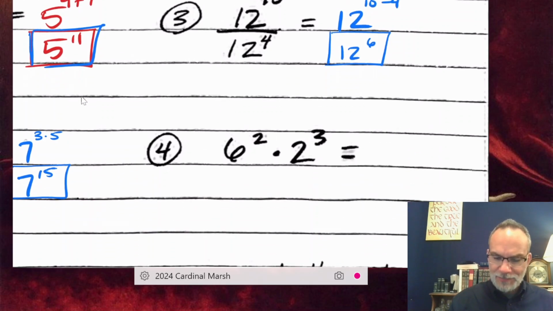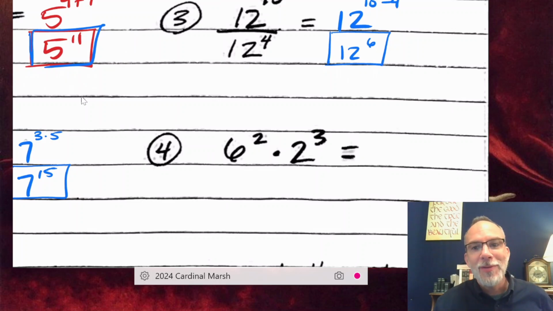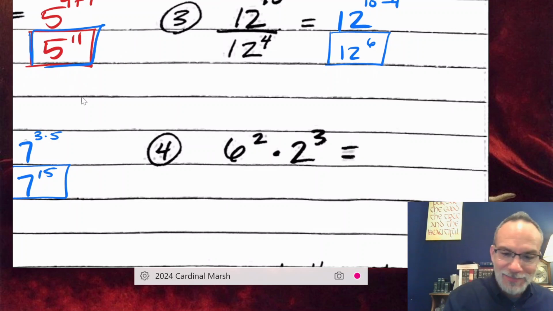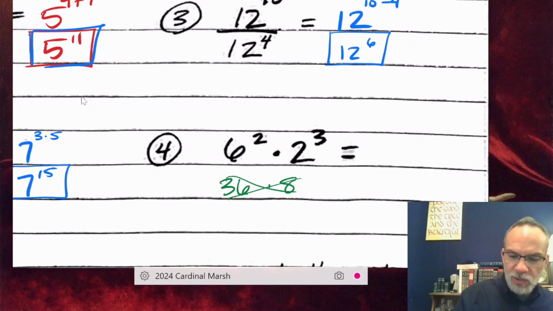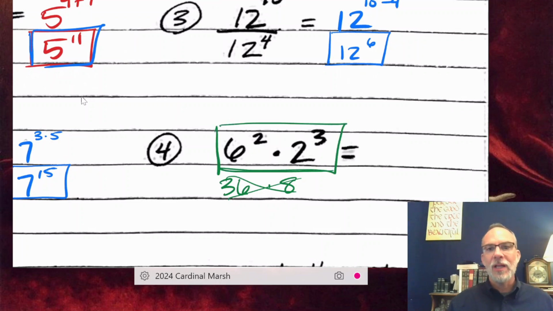Now, what about this? You can't use an exponent rule for number 4. The bases are not the same. So you might be able to call this 36 times 8 or something like that, but you can't use an exponent rule. In order for there to be an exponent rule, the bases have to be the same. So I would say this one can't be simplified with an exponent rule. I would just leave it like that.